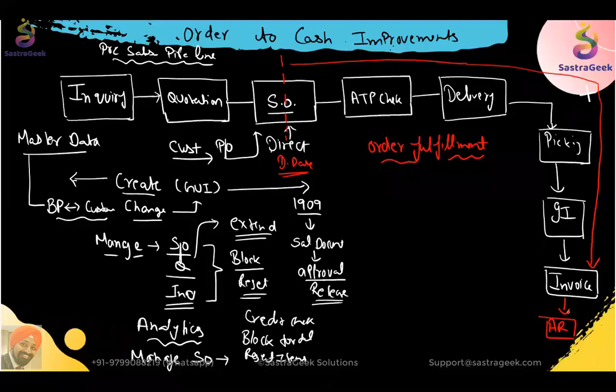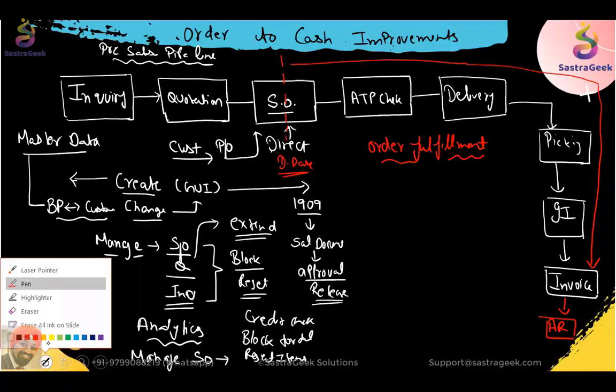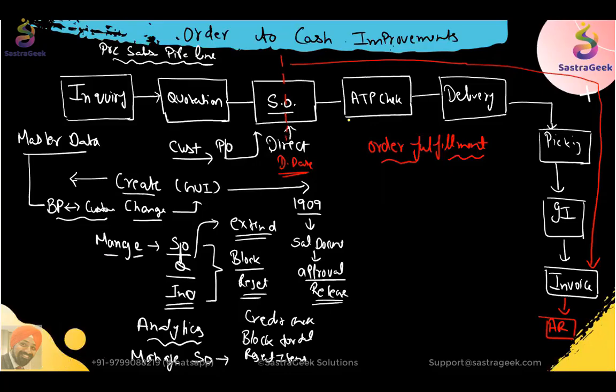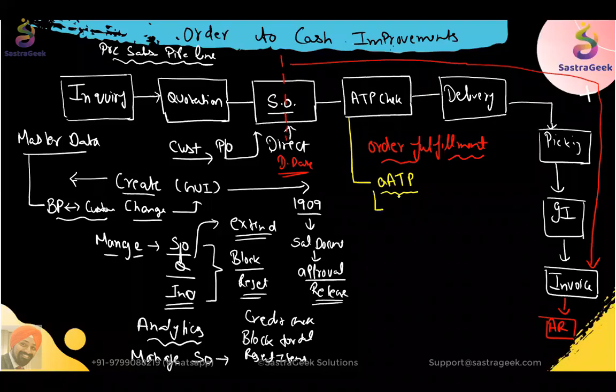Now when you are doing this order fulfillment, the first thing that comes is the ATP check. In the ATP check, a lot of changes have come up with S/4HANA. Let me highlight it in another color. Within the ATP check, we now have advanced ATP. So after the order to cash cycle, we are going to jump into advanced ATP. Within advanced ATP, you would have multiple features.